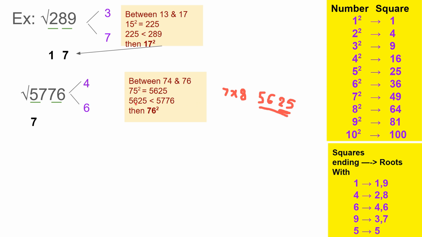Compare this number with 5776, which is greater. So our root must be greater than 75. In the options we have the greater number 76. So the square root of 5776 is 76.